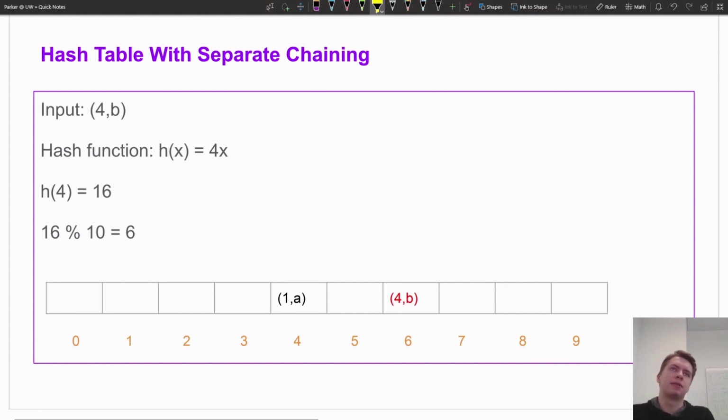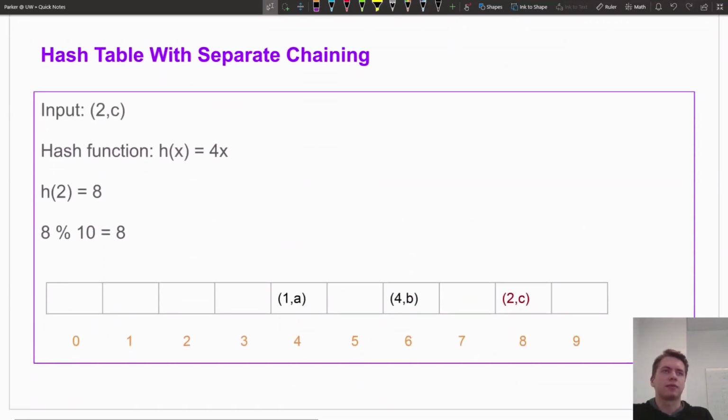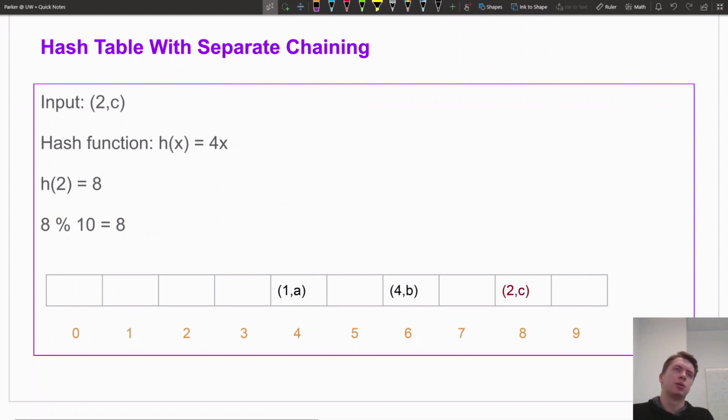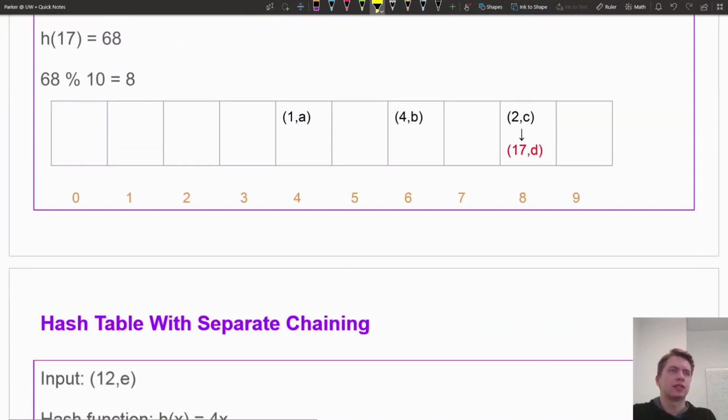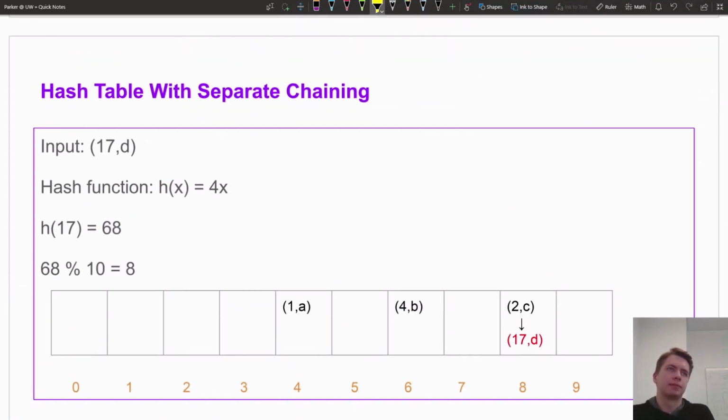We do the same thing for 4B. So when we give our hash function 4, it'll spit out 16, and we just mod 16 by our table size to insert this key value pair at the linked list 6. And we repeat this process. 2 times 8, or 4 times 2 is 8. 8 mod 10 is 8. So we will place this key value pair at bucket 8 and just do the same thing.